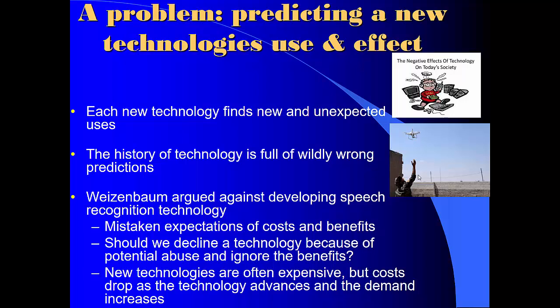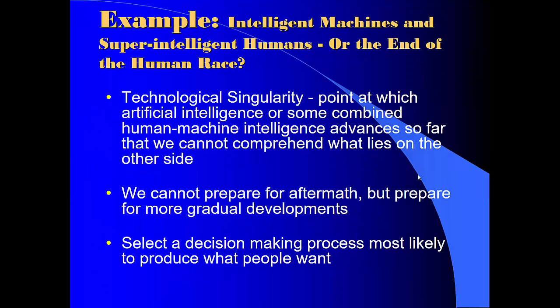But at the same time, you'll see people who argue against a certain technology and they're wrong. Here's a little example: intelligent machines and super-intelligent humans, or the end of the human race. Just a funny title. But the idea is something called a technological singularity. It's a point at which artificial intelligence or some combined human-machine intelligence advances so far that we cannot comprehend what lies on the other side. We cannot prepare for the aftermath, but can prepare for more gradual developments. That's like the Terminator movies, where the machines take over. This is an ethical issue: you don't know the eventual use or the gradual effect of a technology.